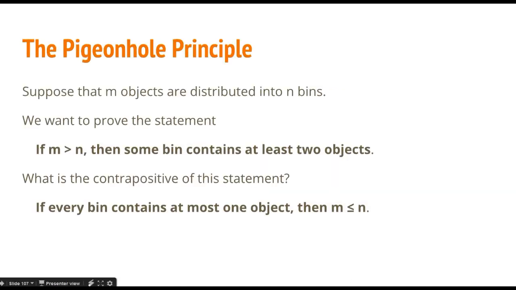So here, suppose that m objects are distributed into n bins. We want to prove if m is greater than n, then some bin contains at least 2 objects. Or what is the contrapositive of this statement? That means if every bin contains at most one object, then m is less than or equal to n. Perhaps we could state this a bit more formally.